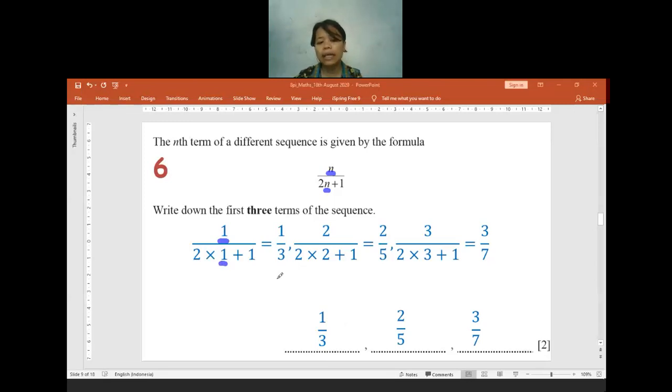And then for the second term, we replace n with the number 2. So it will be 2 over 5. And then for the third term, we replace n with the number 3. So it will be 3 over 7.